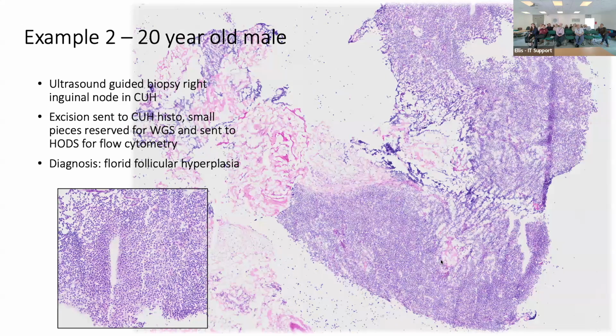This is another example. This is a 20-year-old male. He is a teenage young adult, and therefore tissue was taken for whole genome sequencing. Teenage young adult solid tissue goes to histopathology, as it should really at this time point. They took a frozen section. That's what it looked like.